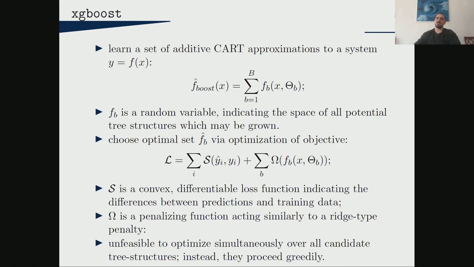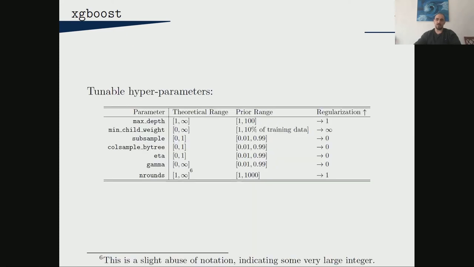And then XGBoost, but I'm going to skip the XGBoost slide because I'm not going to present XGBoost results today.